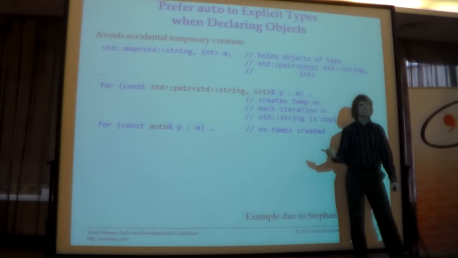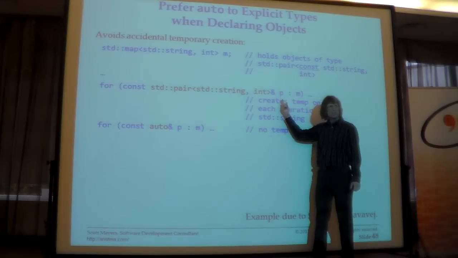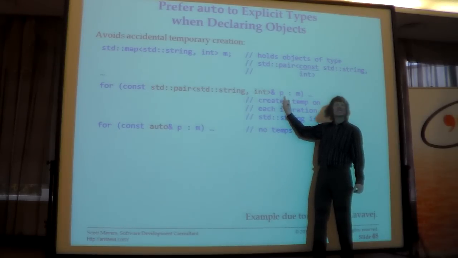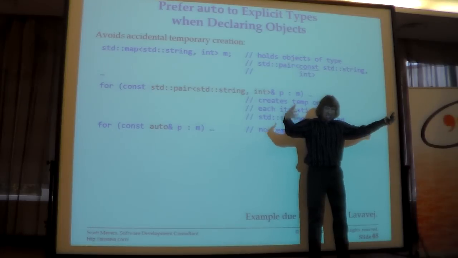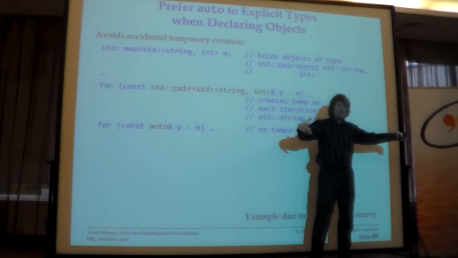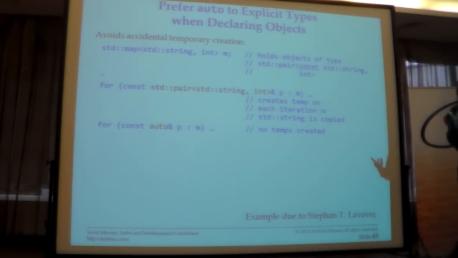So the first thing is, it's grotesquely inefficient. The second thing is, when you wrote this code, you probably assumed that the reference p actually referred to an object in the map. That's what you were hoping for, is it would actually refer to an object in the map. Which means if you did things like take its address, you would expect to get a pointer to something in the map.